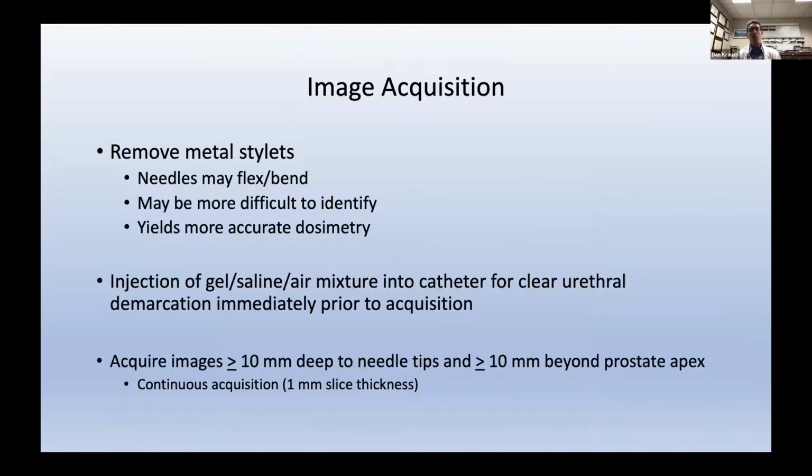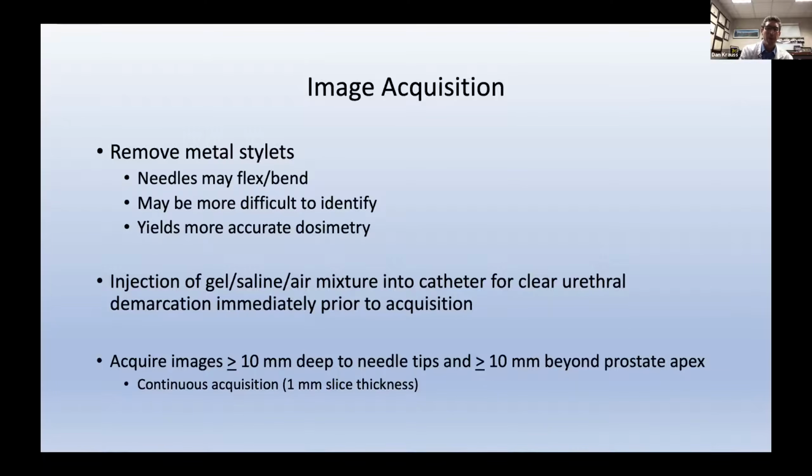So once your needles are placed, you do your image acquisition. Remove the metal stylets from the plastic catheters as they can flex or bend. While this can potentially make them a little bit more difficult to identify, you can still see them very clearly on the ultrasound, and it will yield more accurate dosimetry because this is what you're treating.